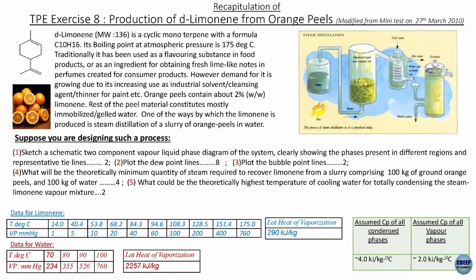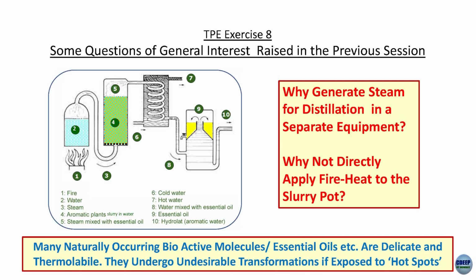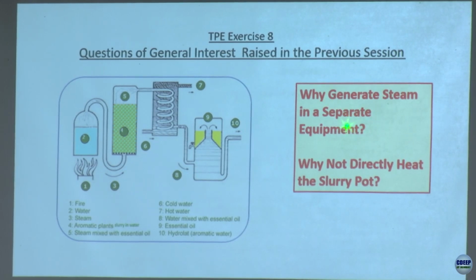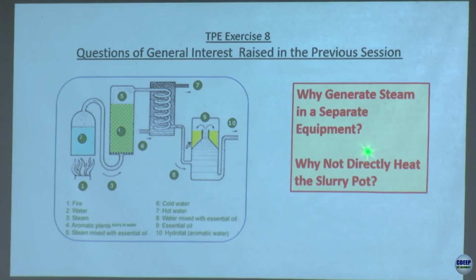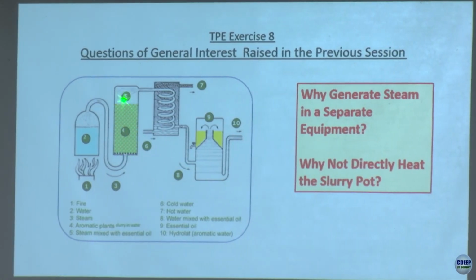There were some questions which arose during the last session, and they are of some generic interest because we are not doing this particular exercise only for understanding the thermodynamics and the theory behind it, but also how it applies to actual real life problems in industry. So one of the questions which came up was, why generate steam in a separate equipment like this, and why not directly heat the slurry pot?